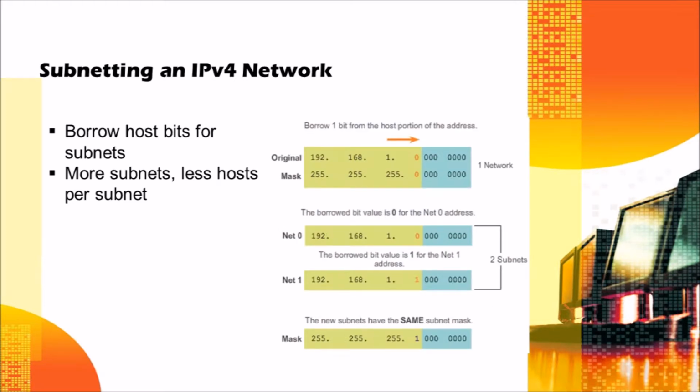So in this image, one bit is borrowed from the most significant bit in the host portion, thus extending the network portion to 25 bits. This creates 2 subnets identified by using a 0 in the borrowed bit for the first network and a 1 in the borrowed bit for the second network. The subnet mask for both networks uses a 1 in the borrowed bit position to indicate that this bit is now part of the network portion.